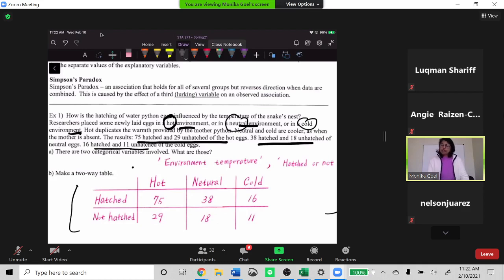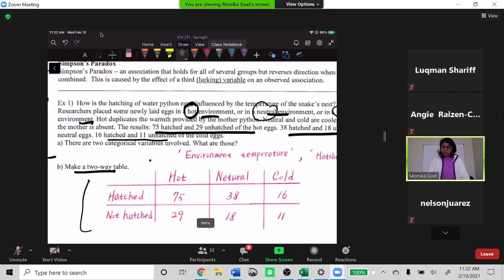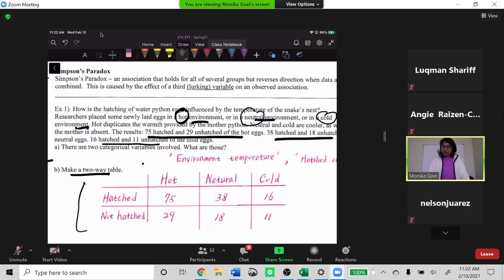It is also given which counts are for hot, neutral, and cold. So first of all, you need to make a two-way table. Once you know how many categorical variables are involved and what the different labels are, then you can make that. So you make a two-way table, and this is nothing special, it's not coming from somewhere else. It is coming from the information that we have. So I did environmental temperature, and the second one is hatched or not hatched, hatching of the eggs. And then hot, neutral, cold, and this information you have: 75 hatched, 29, 38.